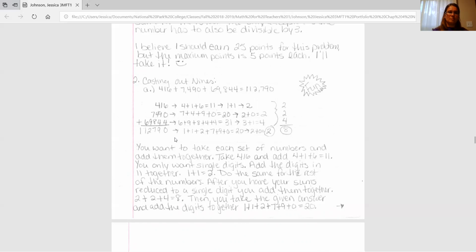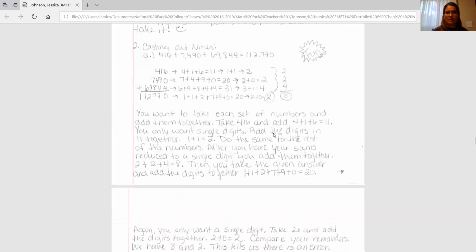And now we want to sum the digits in our given answer, which is 1 plus 1 plus 2 plus 7 plus 9 plus 0 equals 20. And we want that single digit, so 2 plus 0 equals 2. Now you compare your remainders. We have an 8 and a 2.